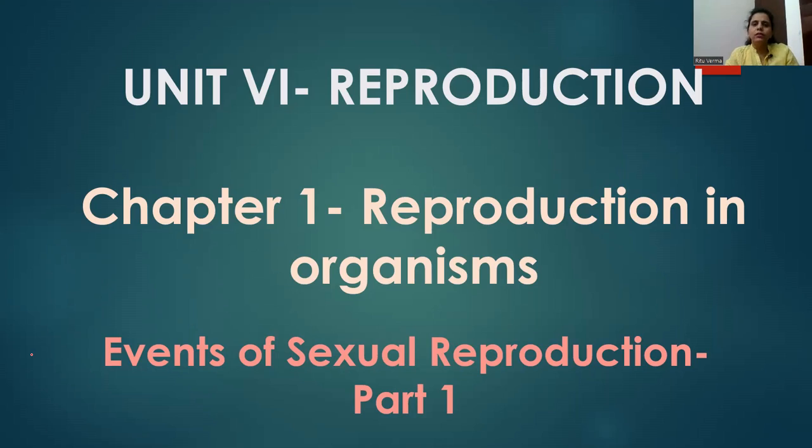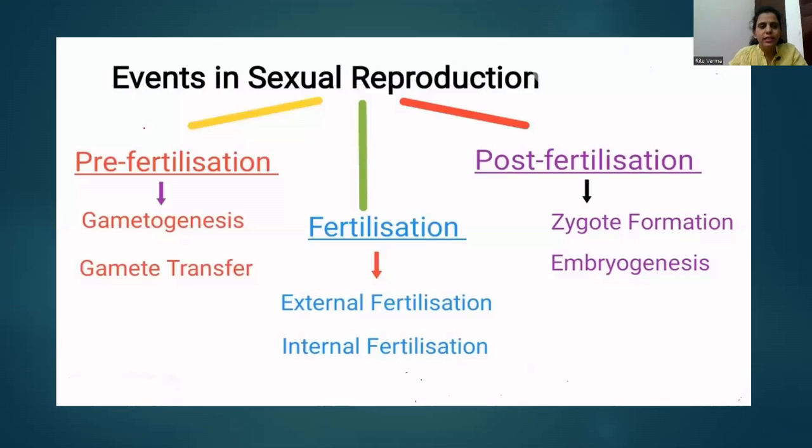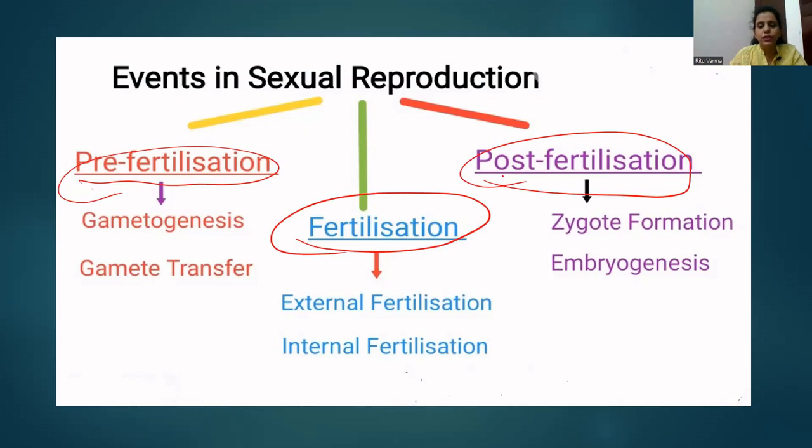In case of animals, this embryo further develops into a fetus, like in human beings, and the fetus takes birth after 9 months. I'm taking the example of human beings. And in case of plants, this embryo develops into a seed. So this entire process of sexual reproduction is actually divided into 3 categories or 3 events. These events are pre-fertilization event, fertilization, and post-fertilization event.